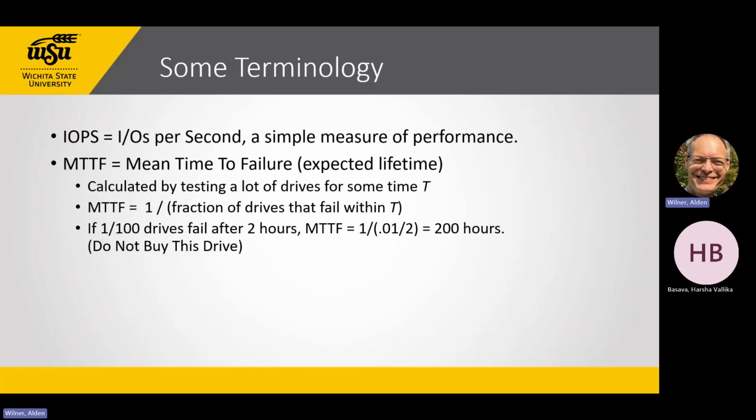Anything we have that can break, we can calculate a mean time to failure by testing a large enough sample for a long enough time. So if we have 100 drives and we test them for 2 hours, and at the end of those 2 hours we see that one of the drives has failed, we take that 0.1 divided by 2, we take the inverse of that, and we get an expected mean time to failure of 200 hours for these drives. Do not buy this.